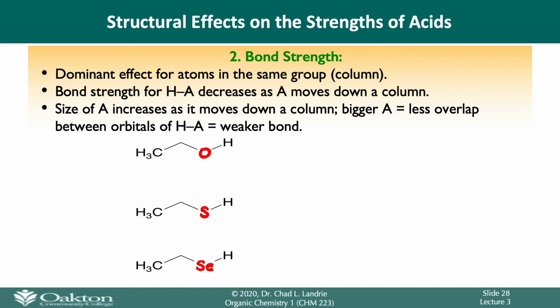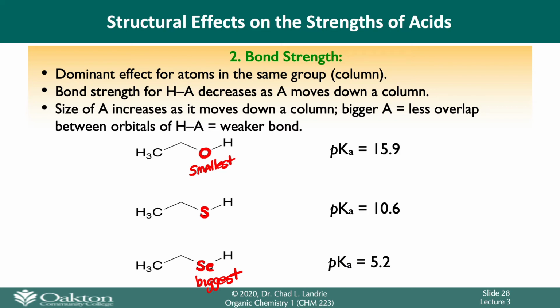So that means that as we go down the periodic table, size is increasing. Oxygen has the smallest orbitals, and selenium is going to have the biggest orbitals. And what that means is oxygen's orbitals will be the closest in size to hydrogen's. Therefore, we'll get the best overlap, and the best overlap means the strongest bond. The strongest bond should be the weakest acid. And if we look at the pKa values for these compounds, we see that that's true.